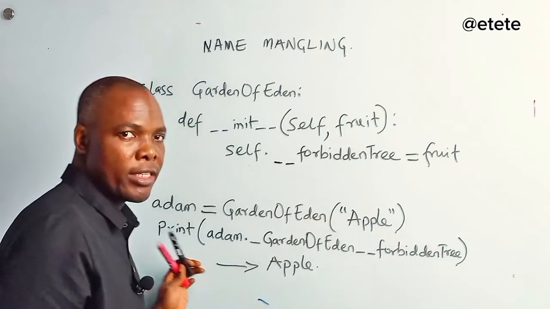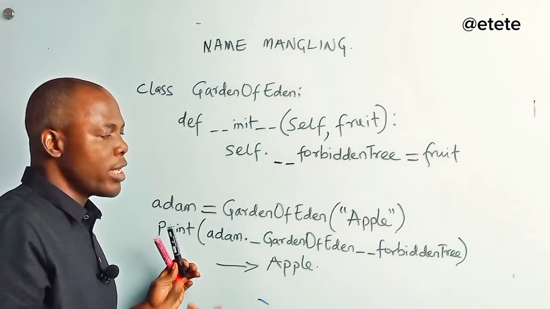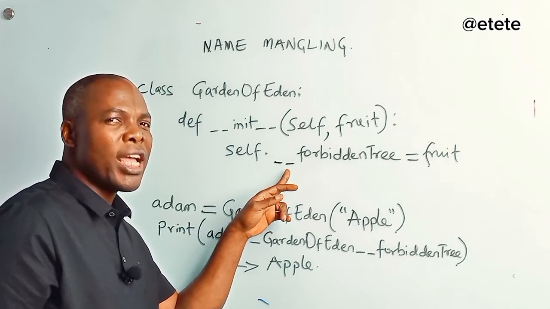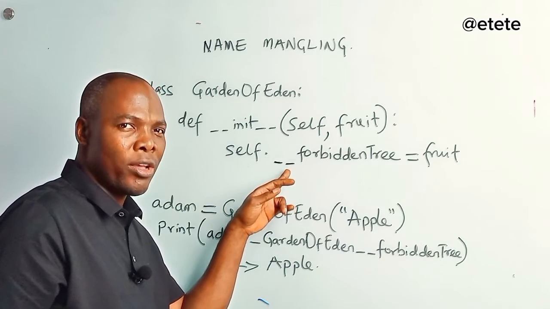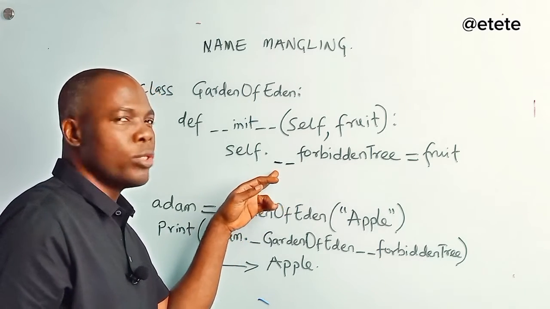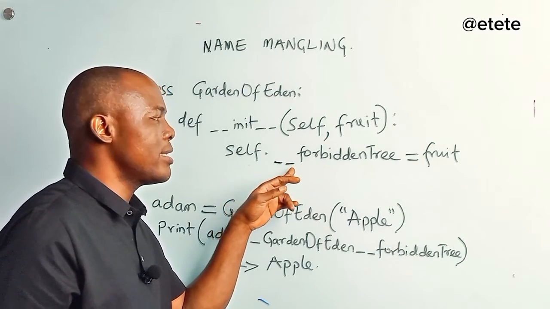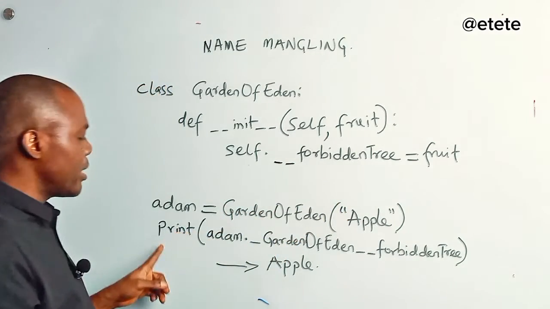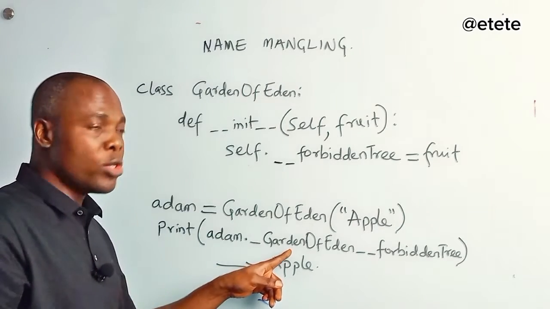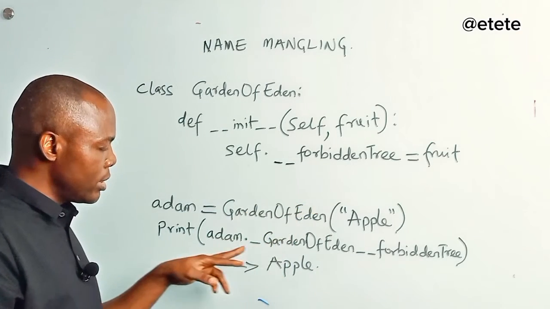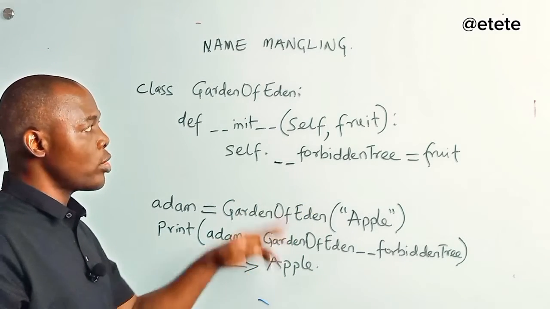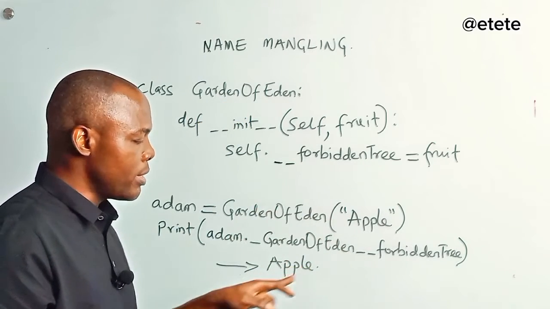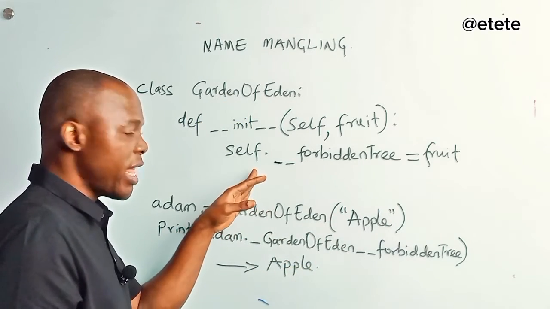So this is a process of what? Name mangling. So you can see that even though this is protected, Python doesn't actually implement that. It's just a convention. Just to tell other programmers that this is supposed to be a protected attribute. But if they still write a program like this, it's still going to be able to access it. So this is Adam dot underscore, the class name, and then underscore this. This will print out apple. So that is what I want to show you.